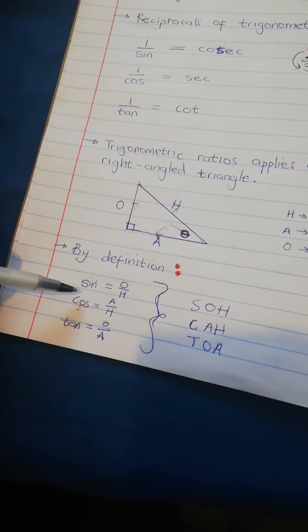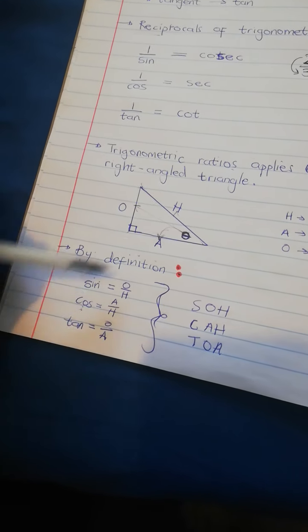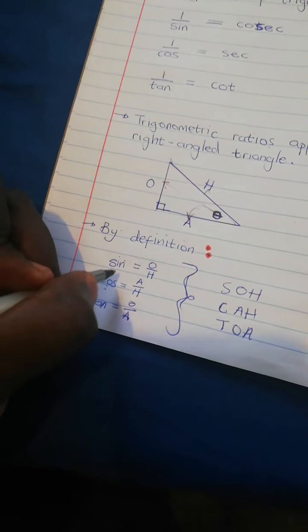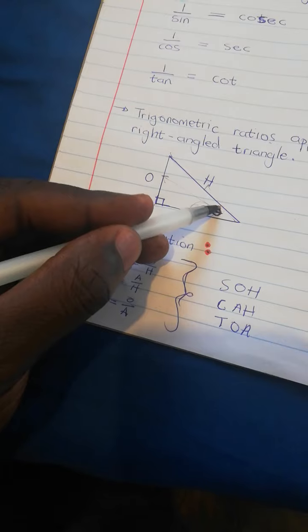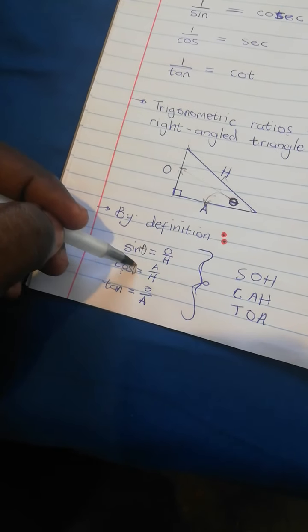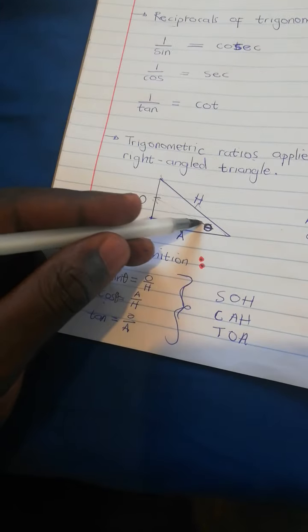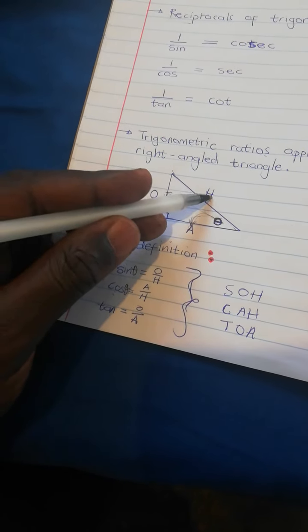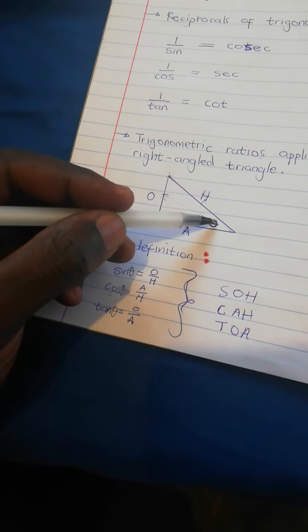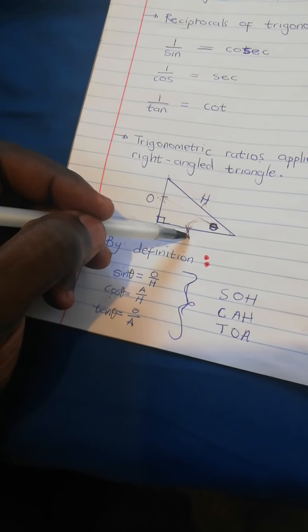So by definition, sine is opposite over hypotenuse. So if I've got sine theta, it would be the opposite over the hypotenuse. And if I've got cos theta, it would be the adjacent over the hypotenuse. And if I've got tan theta, this will be the opposite over the adjacent.